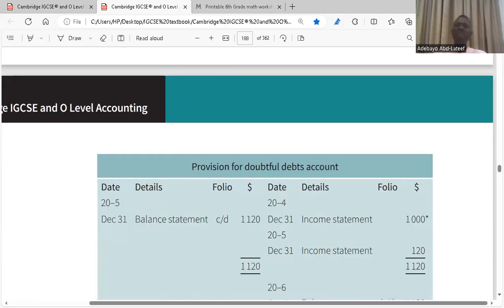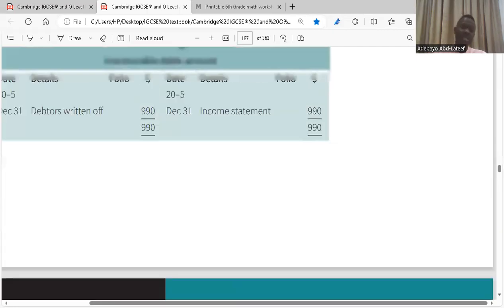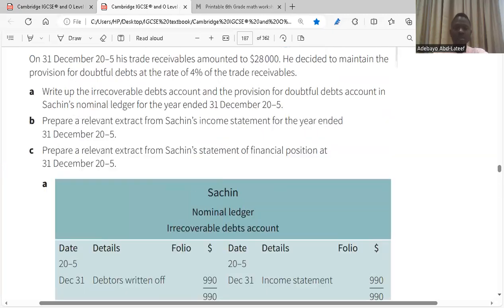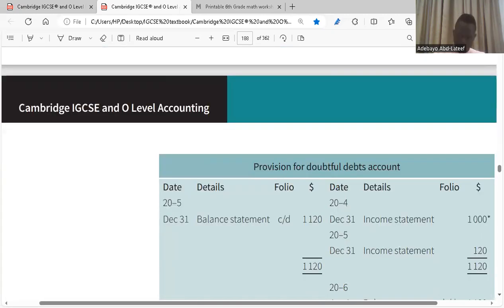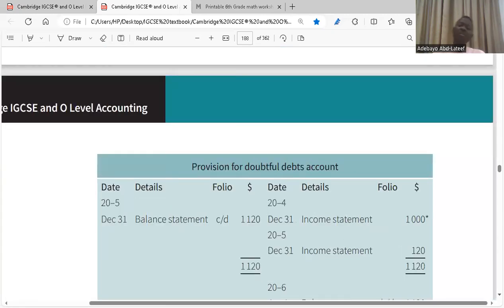Then the provision for doubtful debts. Before now, we had 1,000. The new provision is 4% of 28,000. That's 1,120. But you note you have in the income statement 1,000 before now. That is the old one, 1,000, and the 1,120 is the new one.